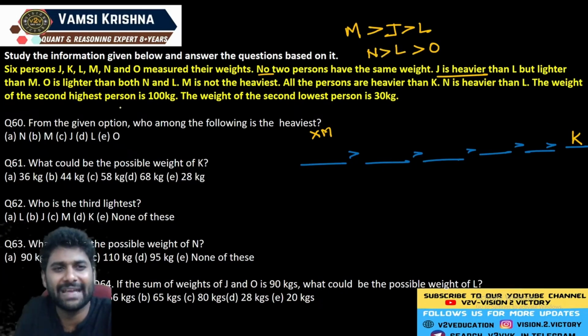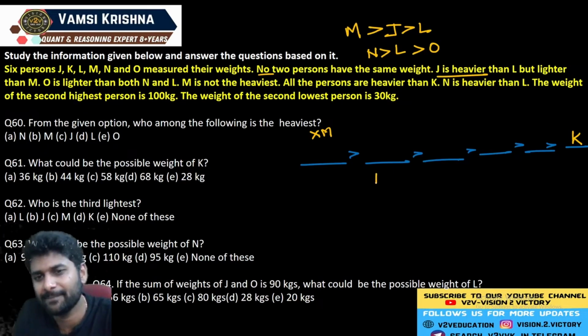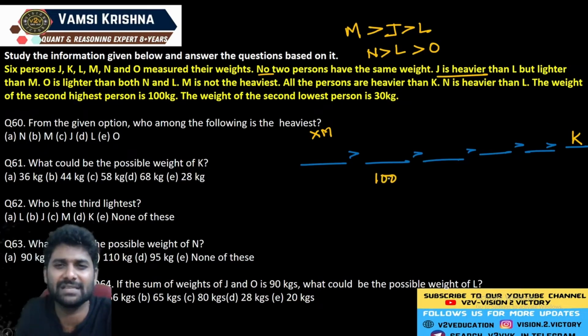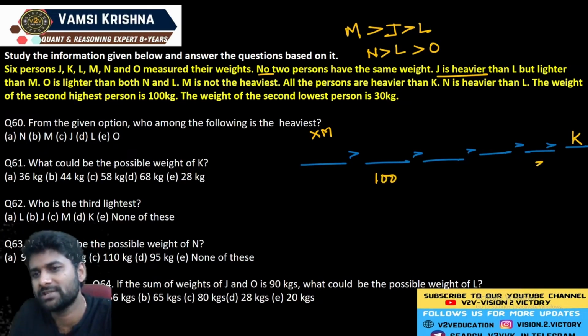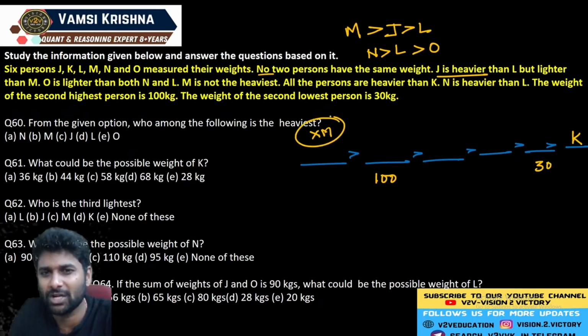The weight of the second highest person is 100. The weight of the second lowest is 30. Yes, we have this data. Guys, you can't place M in the top. M is greater than J, and J is greater than L. So here you cannot place M in the first position. N can be the highest one.